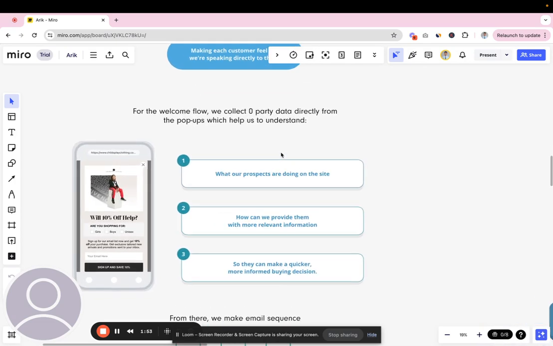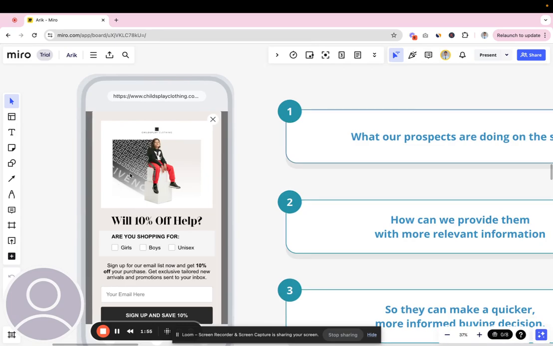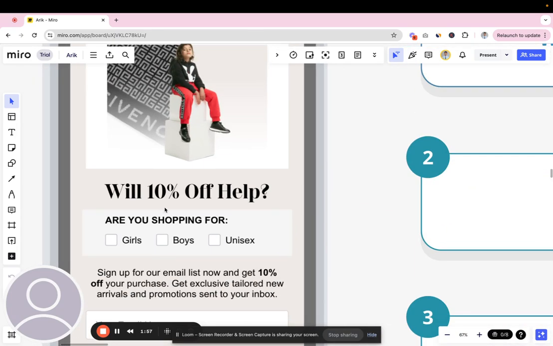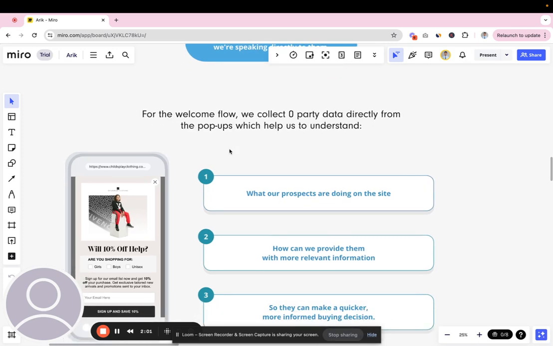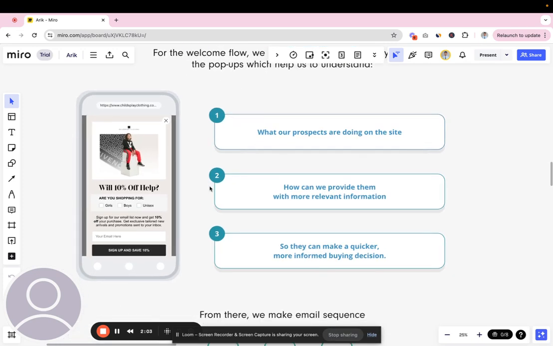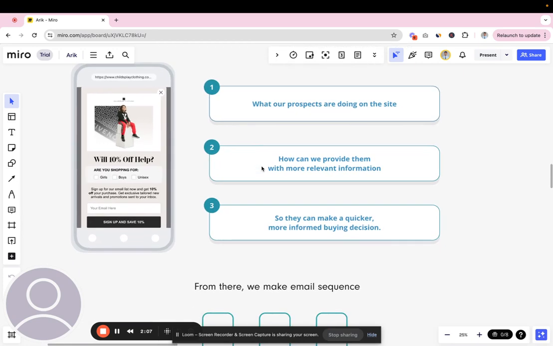For example, for this brand, Child's Play Clothing, you can see we are collecting zero party data directly from the pop ups, which help us understand what our prospects are doing on the site. What are the customers doing on the site? How can we provide them with more relevant information, for example tailored marketing material, so they can make a quicker, more informed buying decision?